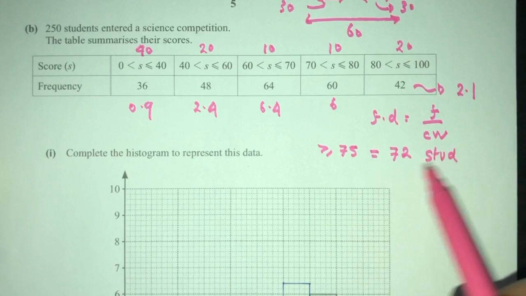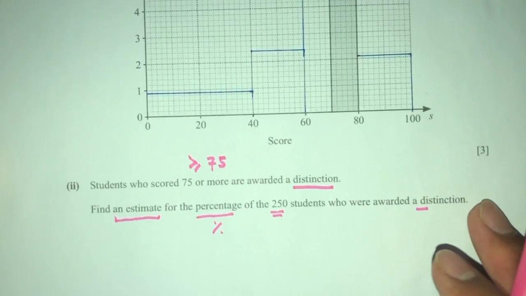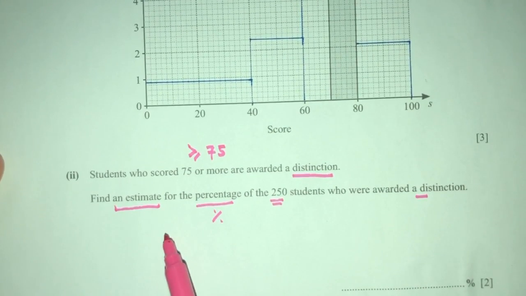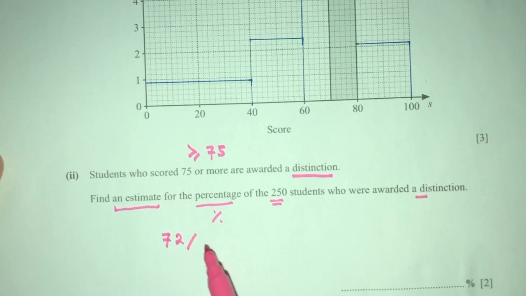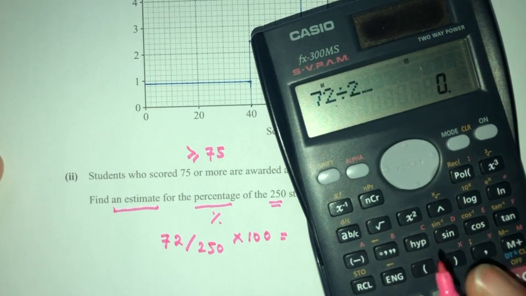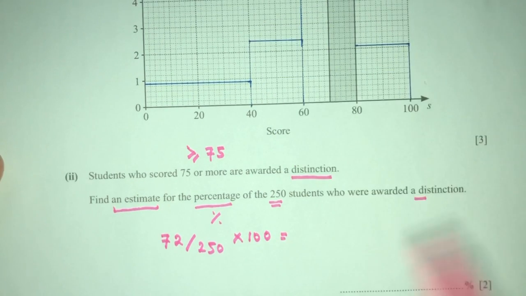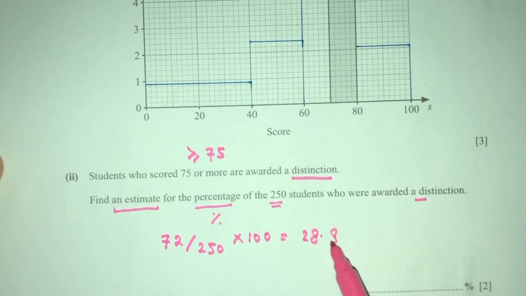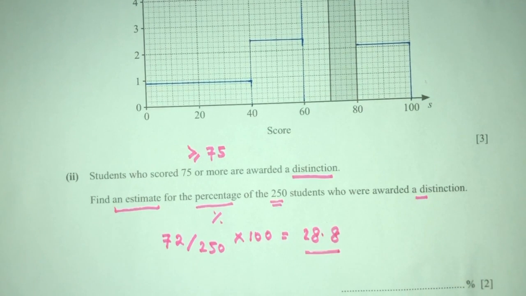Okay, so from this, let's find the answer for the percentage. Obviously, we have to take the number of people, 72, divided by the total times 100. So 72 over 250 times 100, that'll be 28.8%. And this is your answer, correct to 3 SF.